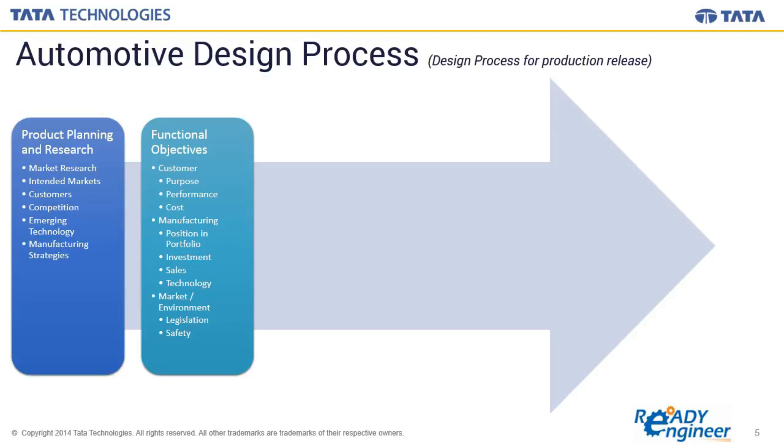Apart from the customer perspective, we have to see the functional objectives from the manufacturing perspective also, that is, where this product lies in our portfolio. We have a huge range of cars, or we have a big portfolio of cars. Where exactly is it positioned? What kind of sales numbers are we looking at? What is the amount of investment we have to make? And what are the new technologies we're going to put in?